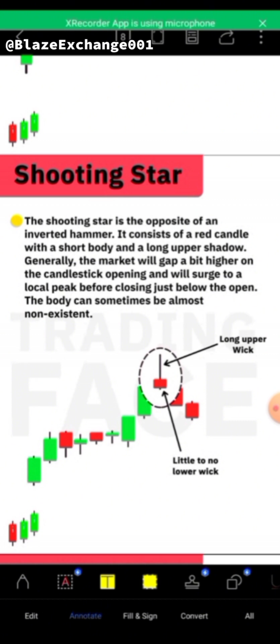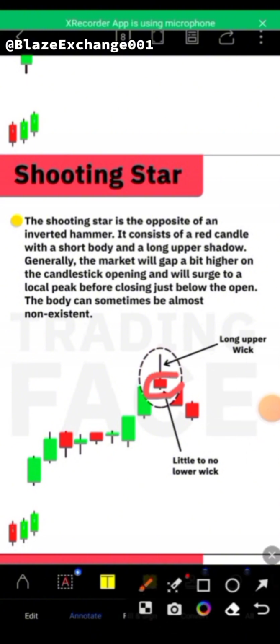So now they said the body can sometimes be almost non-existent. Sometimes you see the body is so small, but there must be a long wick at the upper. You see little or no lower wick, like I said earlier. You see little or no wick at the bottom, and it must have a long upper wick. You understand? And the confirmation is, like I said earlier, it must be coming from an uptrend before this is formed, before you know that this is a shooting star and the others. You know what I'm trying to say?